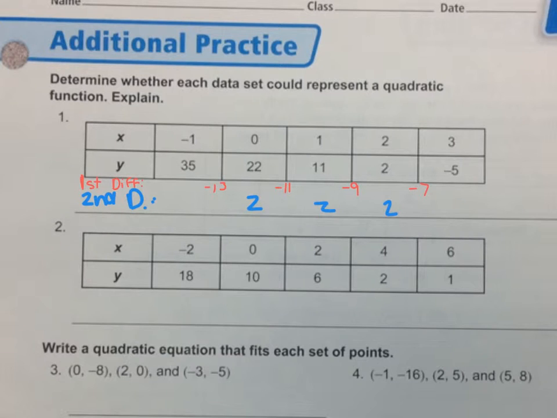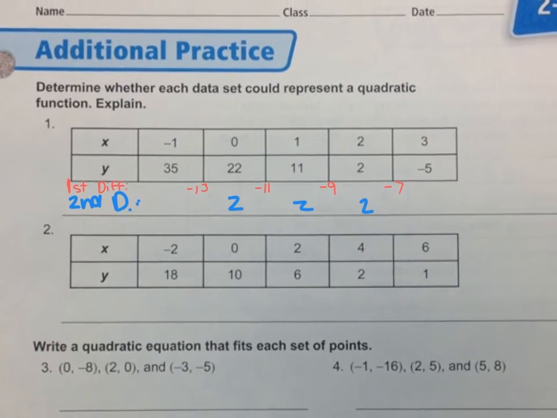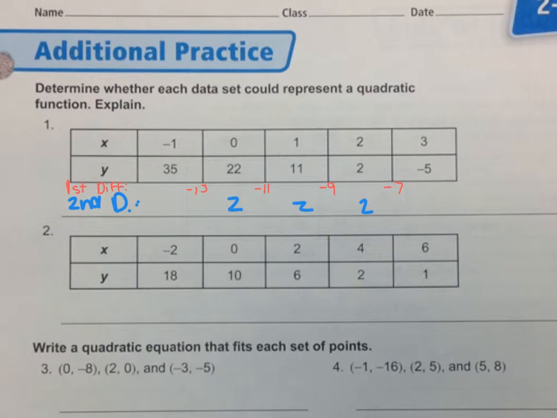But you know what? There's something very, very important you need to do even before saying, yes, it's a quadratic. You need to make sure that the input values, the x values, are equally spaced. So just make sure that they're equally spaced. Negative 1 to 0, 1, 2, 3. So yes, they're equally spaced. So we could definitely say that yes, this represents a quadratic.